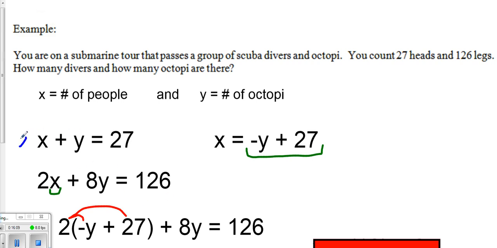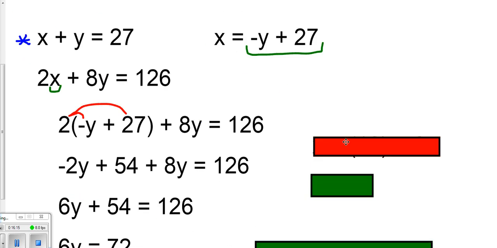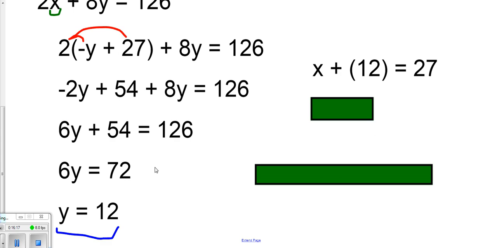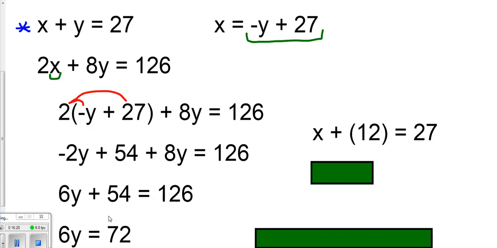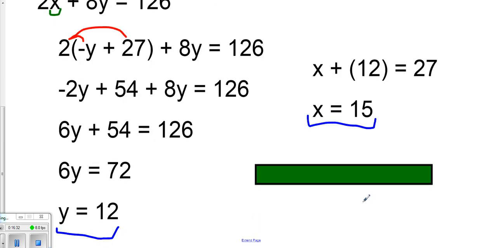I'm going to do this one just because I think it's going to be a lot easier. We don't have to worry about multiplying stuff. As I plug it in, everywhere I see a y, I just replace it with 12. So x plus y is now x plus 12 equals 27. Subtract the 12 from both sides, and I would get x equals 15. So that's going to be my solution. y is 12 and x is 15.